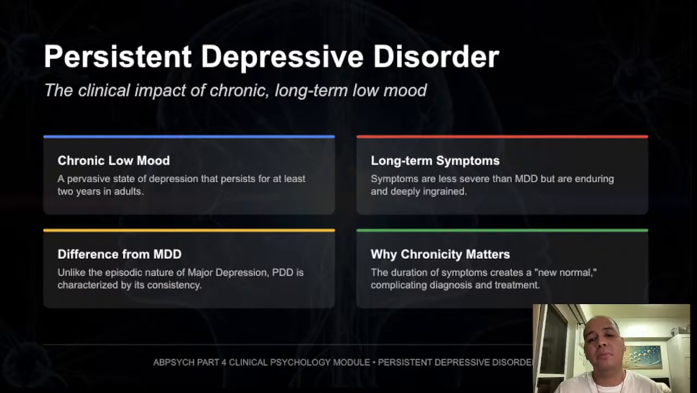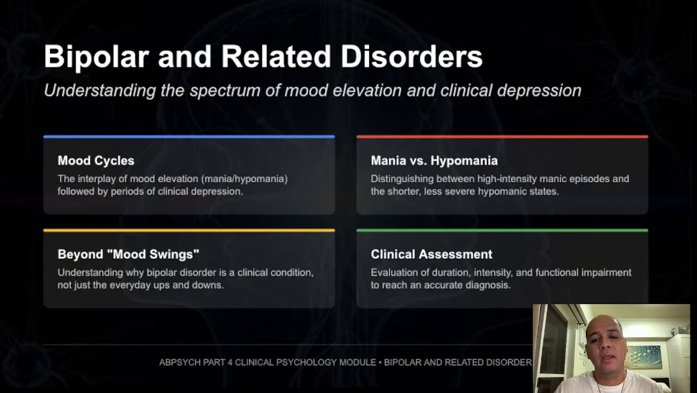So, the most important point here is that chronic suffering can be easy to normalize, and that is exactly why it can go untreated for too long. And yes, of course, we have bipolar and related disorders, okay, which involve episodes of depression, but also periods of abnormally elevated, expansive, or irritable mood, along with increased energy or activity. Again, keyword abnormally elevated, all right? And that is what makes them different from depressive disorders.